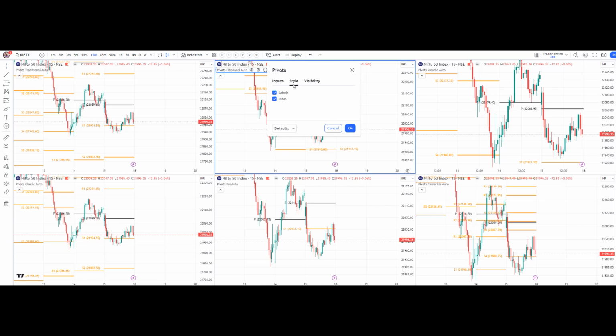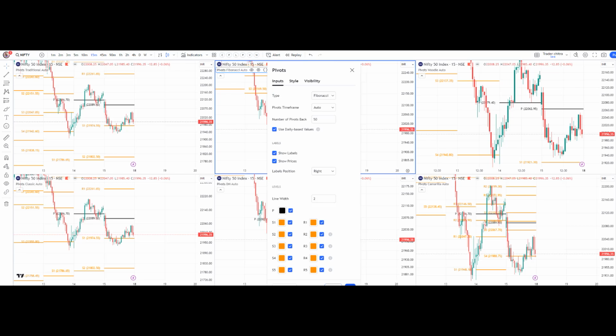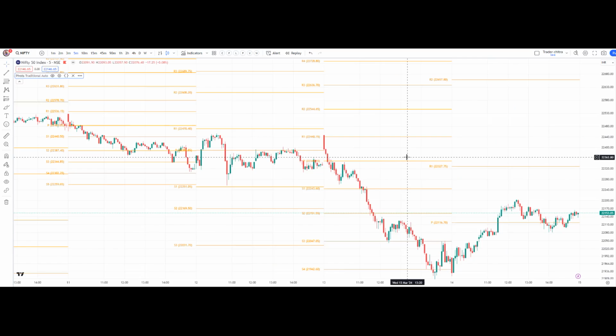And under the style we can see the labels and the lines. This is checked by default. Okay, now click on OK. So till now we have seen what the different types of pivots are and how we are using that in our trading, and what the different support and resistance levels are in our pivot points.